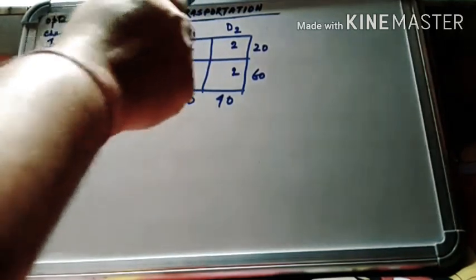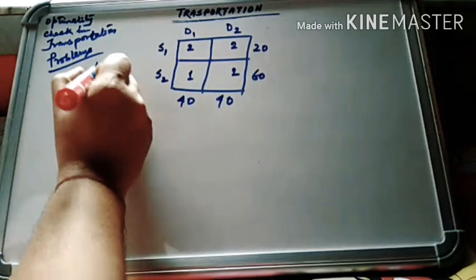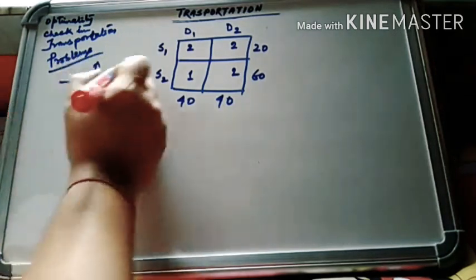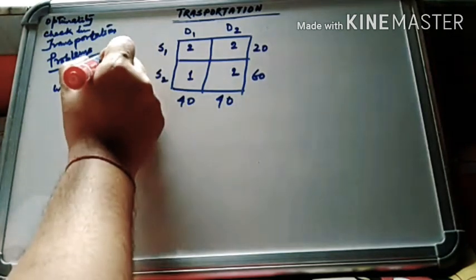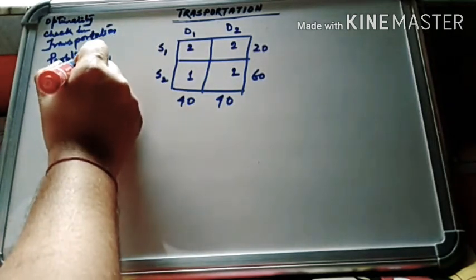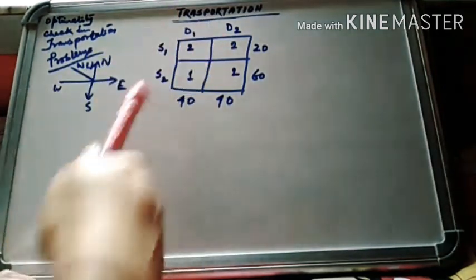Look, if I draw the directions, this gives W, this east, this north, this direction gives you northwest. So here is the northwest corner of this particular matrix.